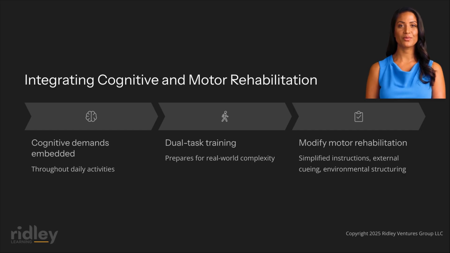The modification of motor rehabilitation approaches to accommodate cognitive limitations, such as simplified instructions, external cueing, and environmental structuring, enables meaningful participation in motor rehabilitation for patients whose cognitive impairments would otherwise limit engagement with conventional approaches.